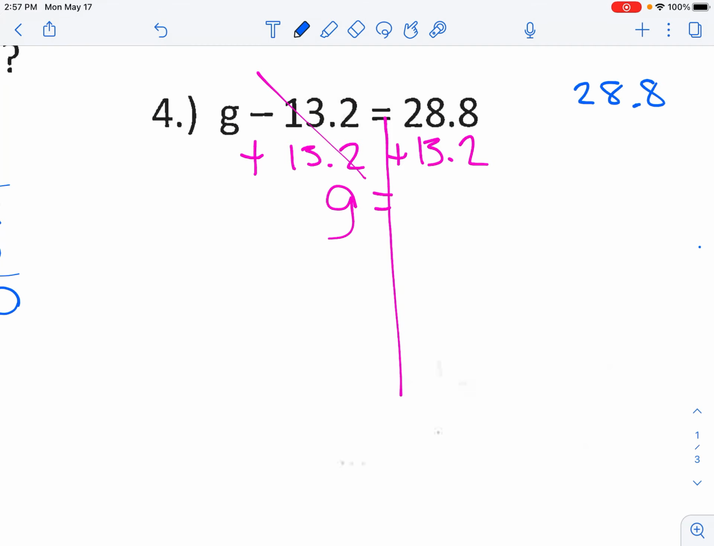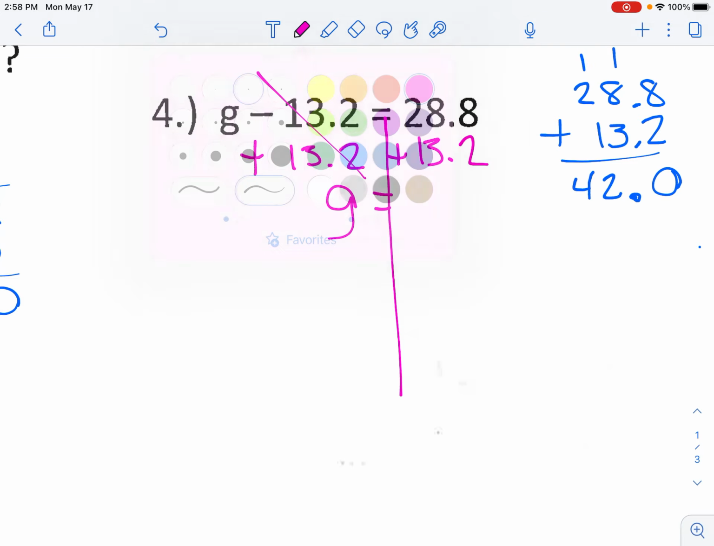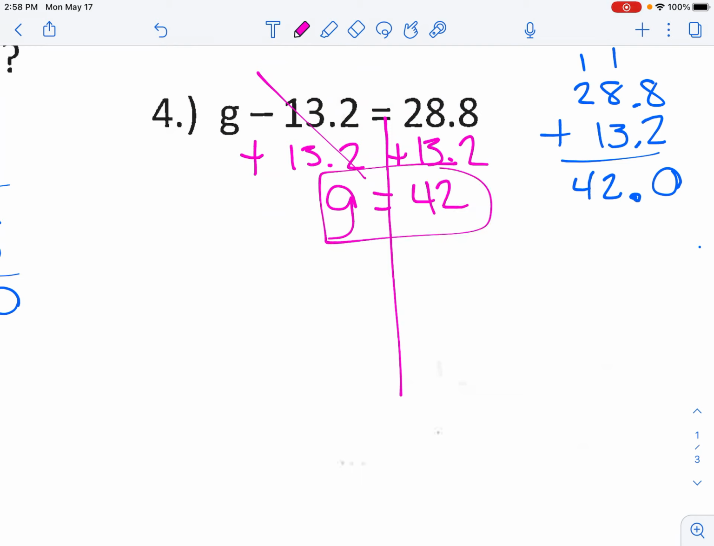Anytime I have decimals, I have to show my work out to the side. So I think that's 42. So G equals 42. Next line, substitute. Rewrite this equation, but we're not going to say G.